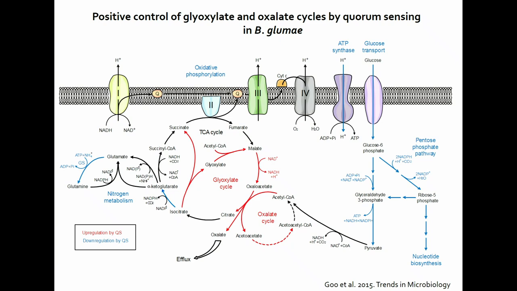When I was talking about the TCA cycle, people were laughing at me: it's very old classical stuff, and the TCA cycle is dynamic anyway, so why do you study the TCA cycle? That's true, but nobody really studied what happens to the TCA cycle in terms of a population biology concept, right? So there is the glyoxylate cycle here, and this is the oxalate cycle. The blue is negative control by quorum sensing, but the glyoxylate cycle and the oxalate cycle are upregulated by quorum sensing. Okay, so I'm going to talk about this.